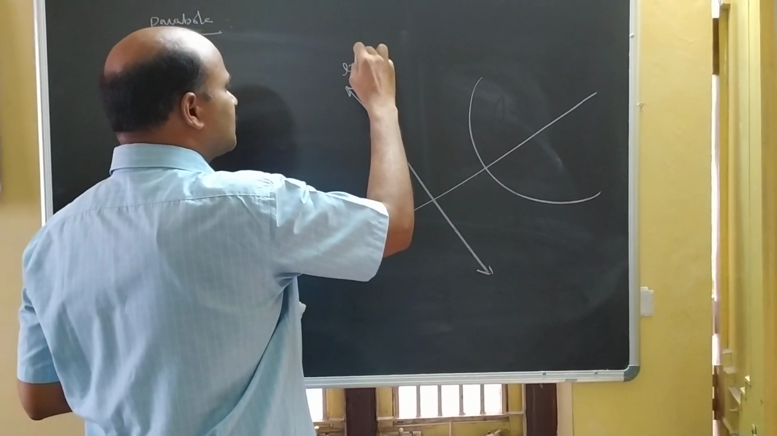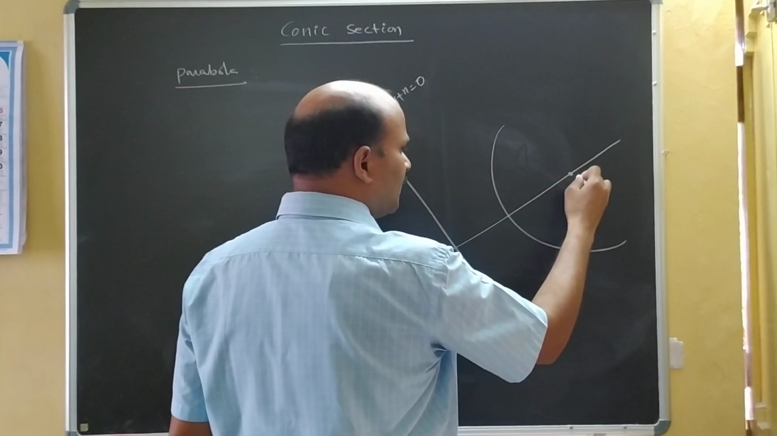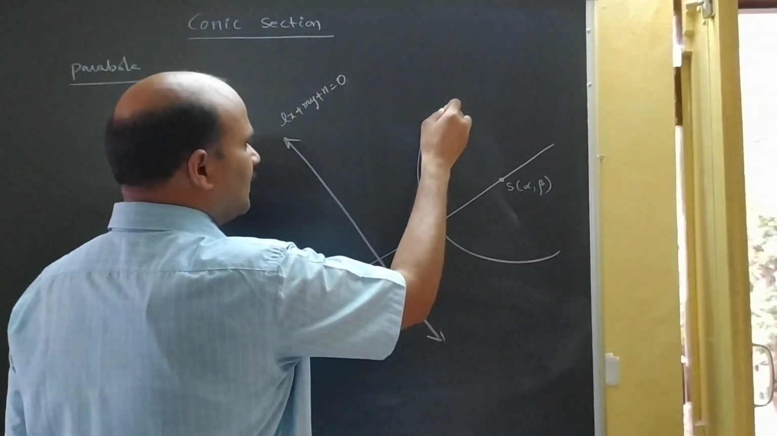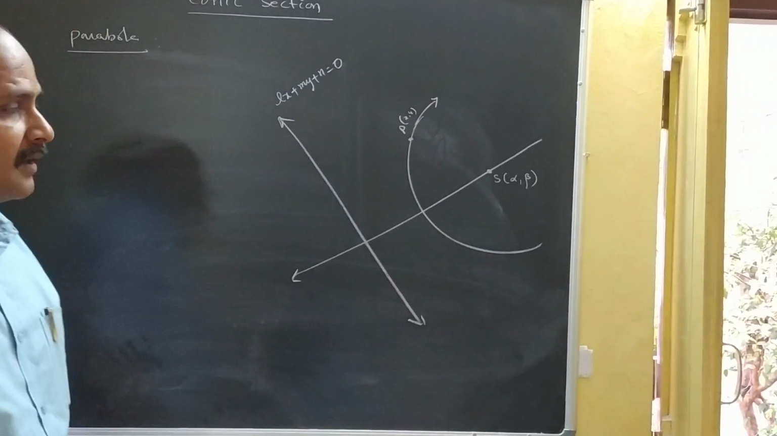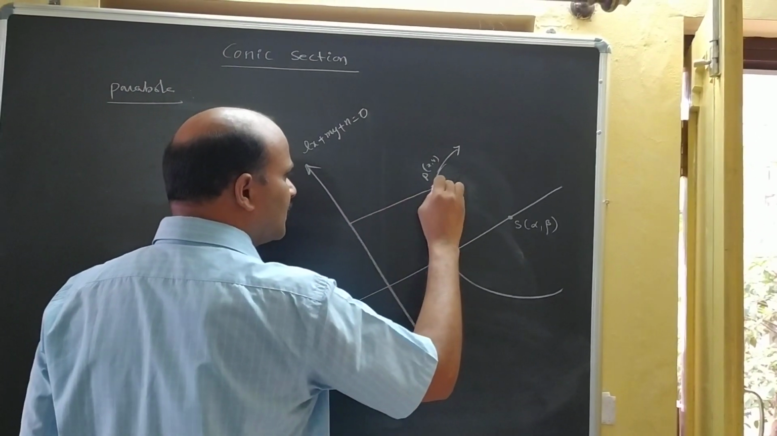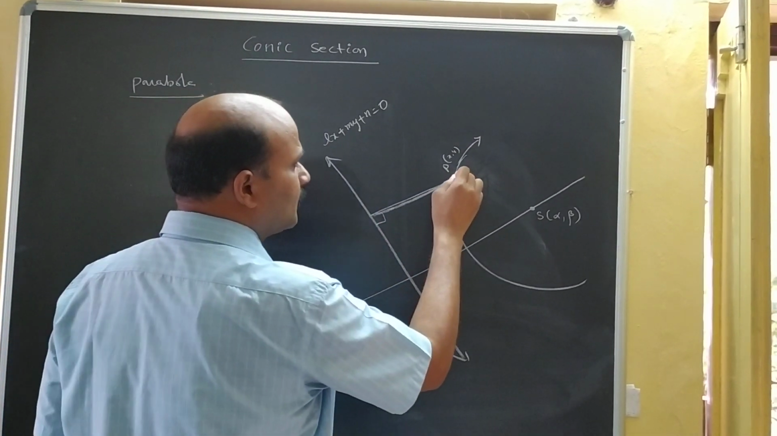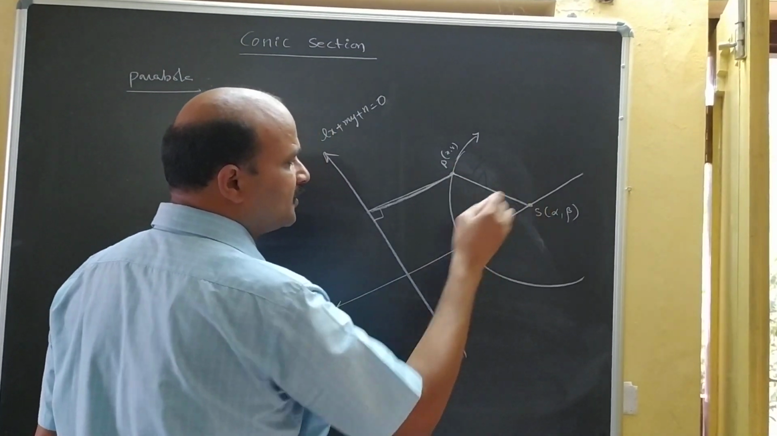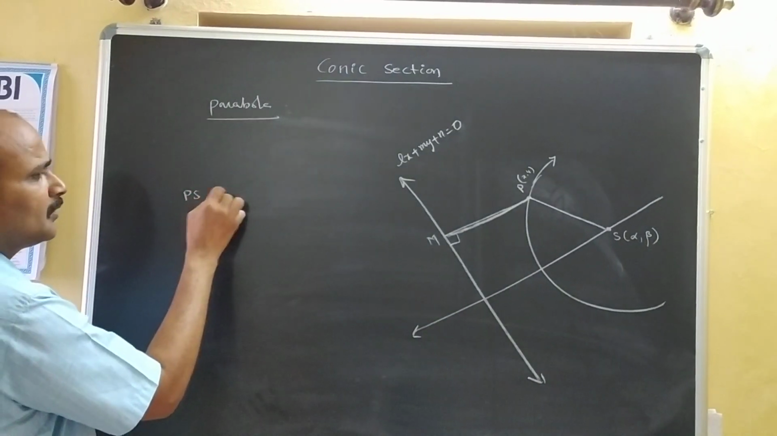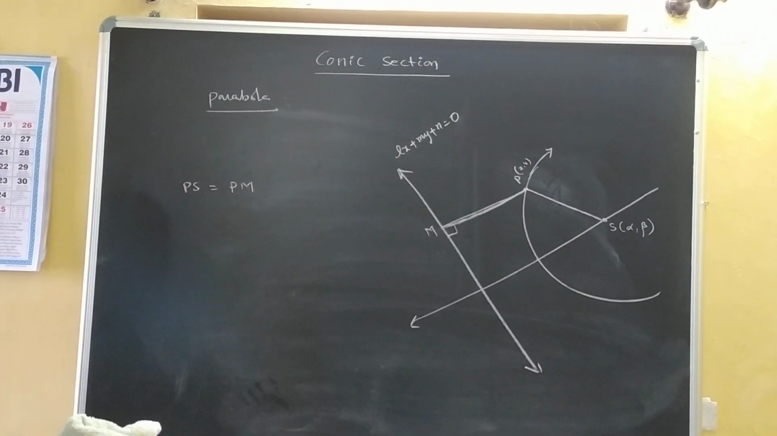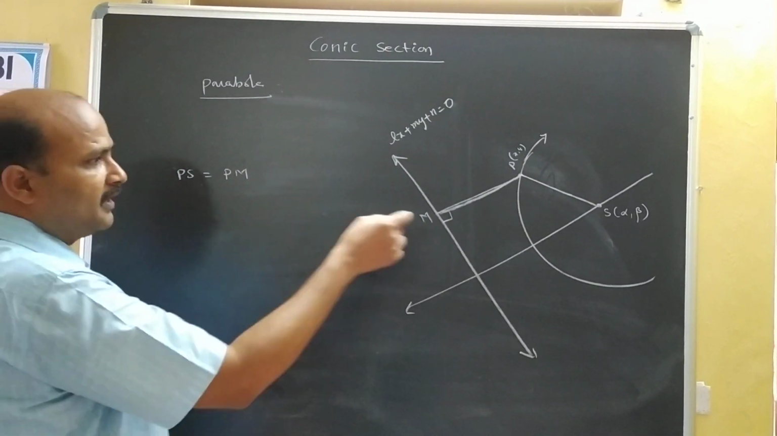Now the directrix is Lx plus My plus n is equal to 0. The focus is S equals alpha comma beta. Let the moving point, the locus of the point P, be x comma y. According to the definition of this parabola, the distance from the moving point to the directrix is equal to the distance from the moving point to the focus S. Therefore PS is equal to PM, because the ratio PS by PM is equal to 1, therefore E gives 1.